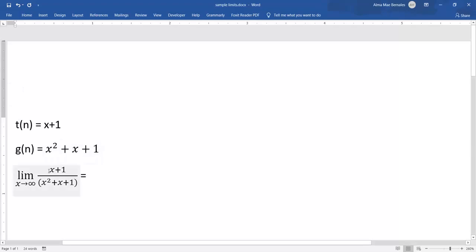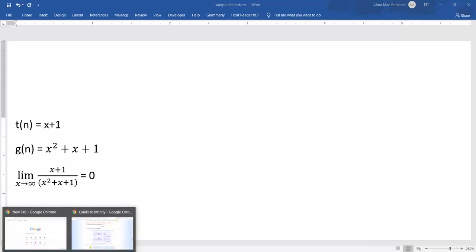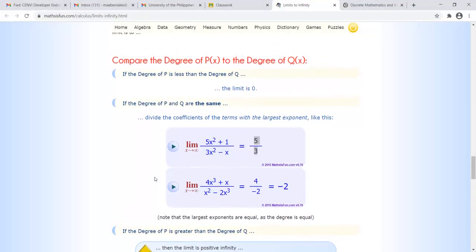We will check what is the degree of our T of N. It's 1, while the degree of our G of N is 2. So, the degree of T of N is less than the degree of G of N. Therefore, our limit as x approaches infinity is 0. Okay? Less than. So, the degree of P or the numerator is less than the degree of denominator.